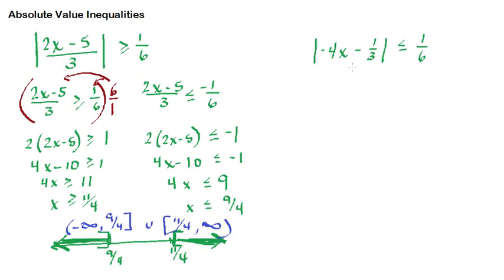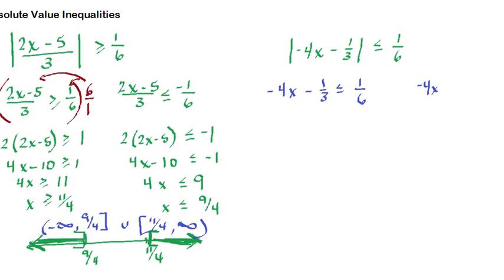All right, so let's play again another one with a fraction. We're going to look at a positive case, we're going to look at a negative case, be sure to flip my inequality. So I got negative 4x minus 1/3 less than or equal to 1 over 6. And then I'll have negative 4x minus 1/3 greater than or equal to negative 1/6. I'll move this just a little bit so I have enough room.